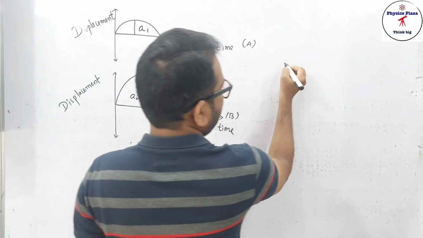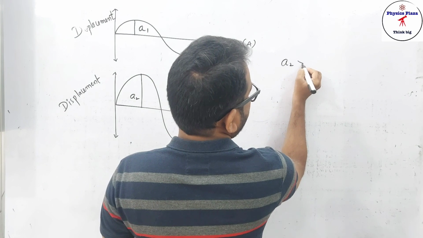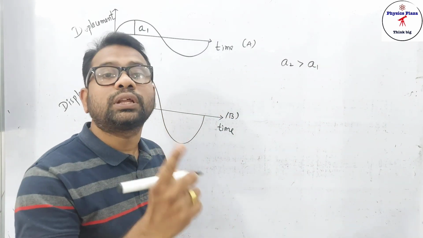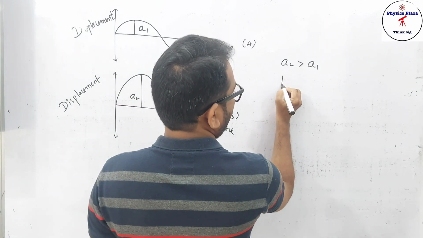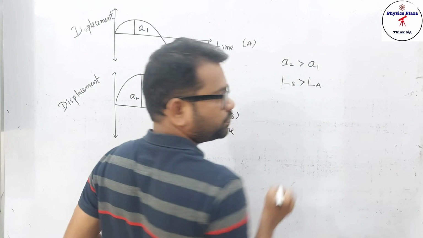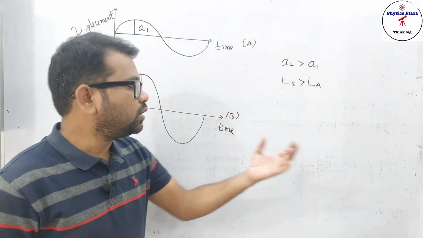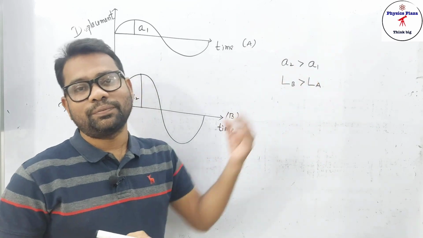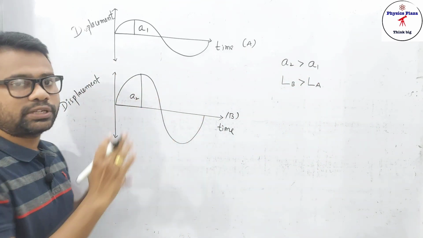So obviously, children, here the amplitude of the second wave is greater than that of the first wave, and we know that the more the amplitude, the more the loudness. So here I can say the loudness of wave B is greater than the loudness of wave A. What is the reason? You can say that wave B has more amplitude than wave A. So questions like these we can also expect in the exam.